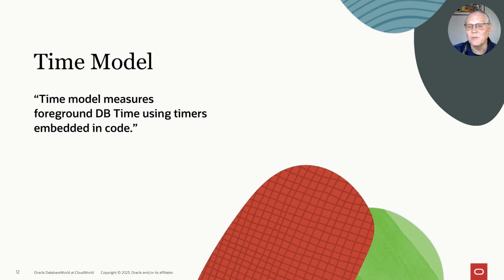Time model is an instrumentation layer whereby DB time is actually measured by little stopwatches in the code, right? And so, when certain things happen inside the database processing client SQLs, those things can actually be explicitly measured. Things like hard parsing are actually explicitly measured. And so the time model is the layer of instrumentation that handles that aspect of quantifying DB time.